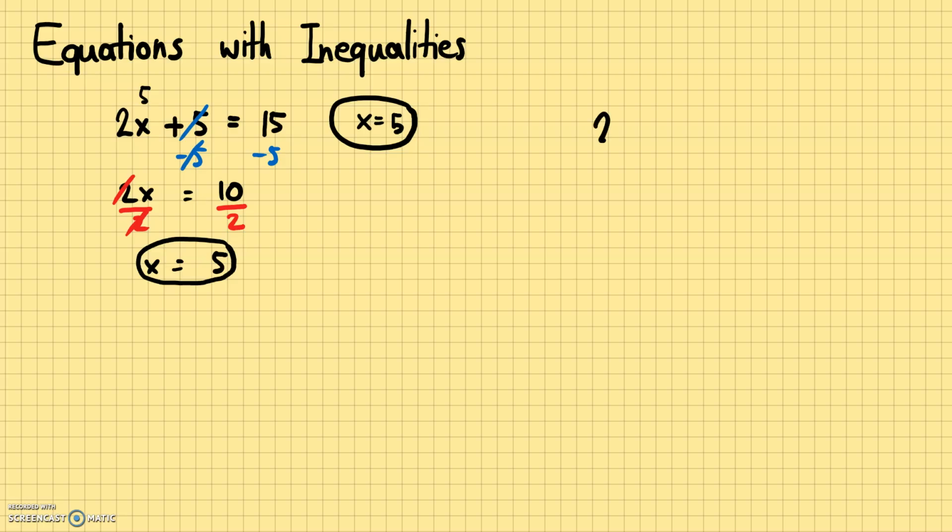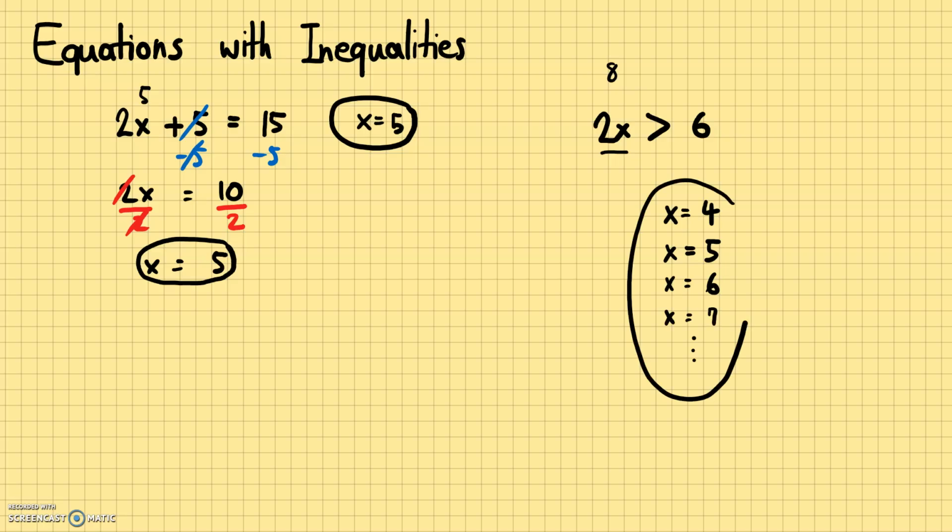So for example, if I have 2x is greater than 6, this is going to be true when x equals 4. Right? When x equals 4, this side is going to be 2 times 4, which is 8. 8 is greater than 6. It's also going to be true when x equals 5. Right? This side is going to be 10, and then 10 is greater than 6. So it's going to have lots of different solutions. All of these are solutions for this inequality.